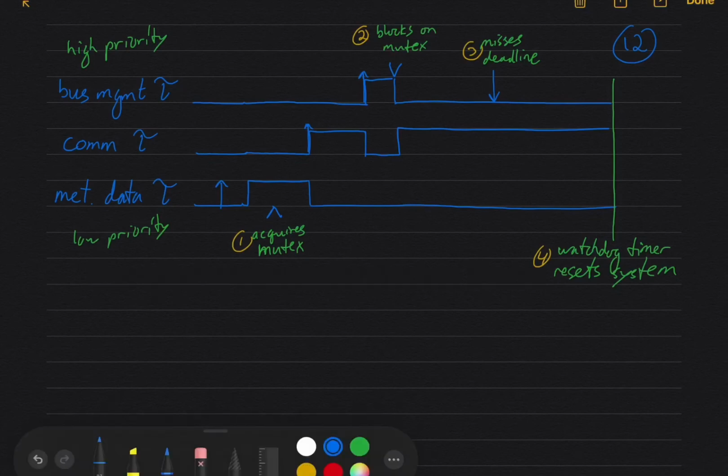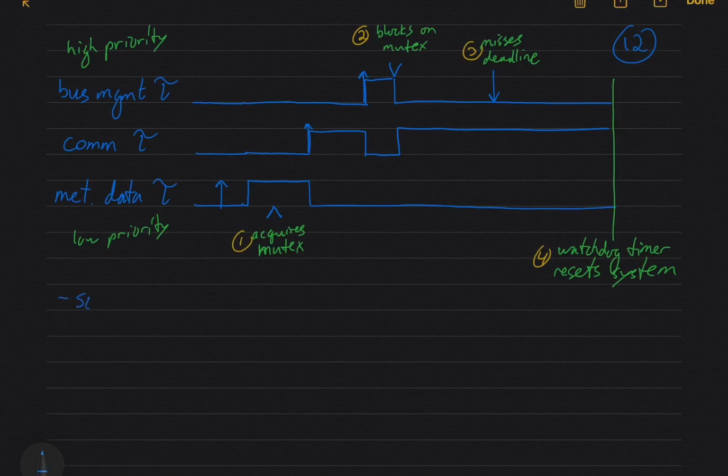Okay, so there is a solution to this problem. And the solution, we saw a hint of it when I was showing you the RTOS2 mutexes. It is called priority inheritance. And the idea is fairly straightforward. If a task holds a mutex, such as the meteorological data task here, and a higher priority task blocks on that mutex, the priority of the lower priority task with the mutex is promoted to be equal to that of the one that's blocked on it for as long as the low priority task holds that mutex.